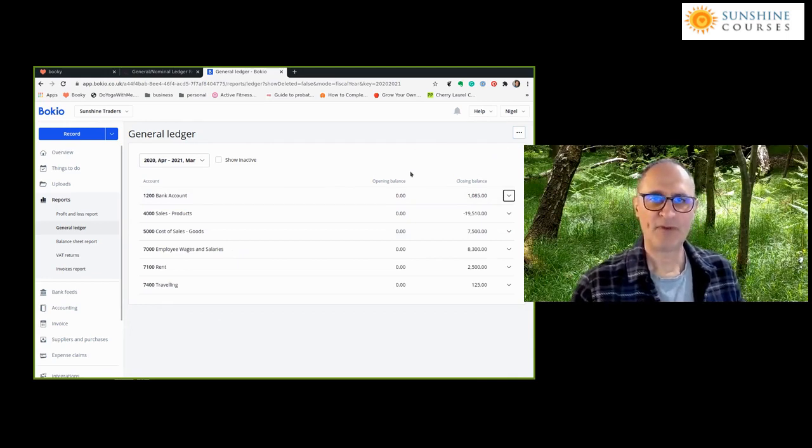So we've now looked at two computerized accounting systems, KPM and Bokkio. There's hundreds of accounting systems that are available. Some of them are online systems. Some of them you just run on your local computer. The two I've shown you are both online systems. The choice is yours. Different accounting systems have different functionality.